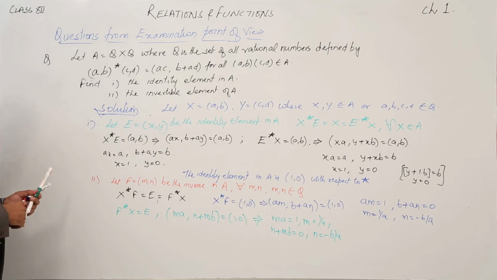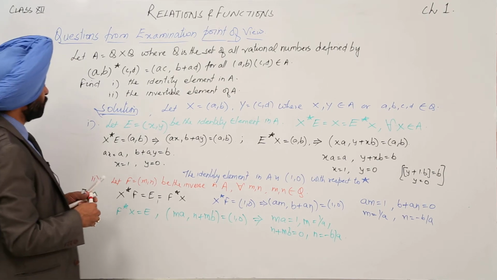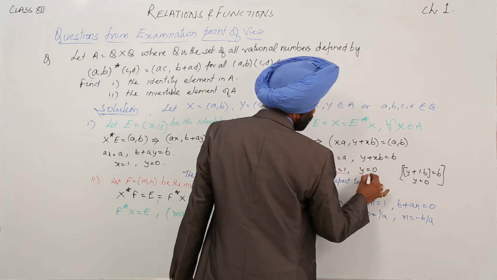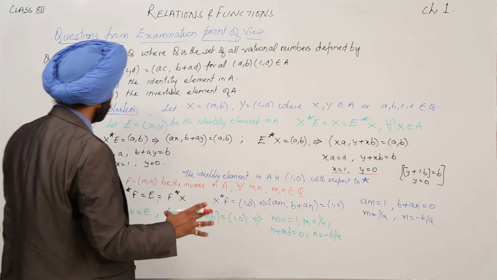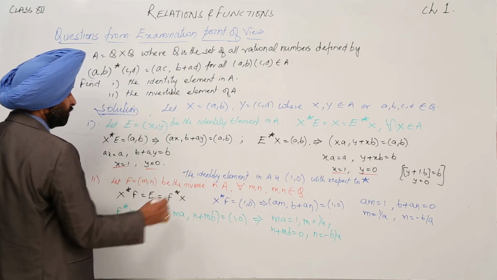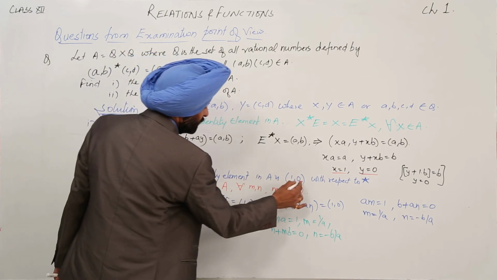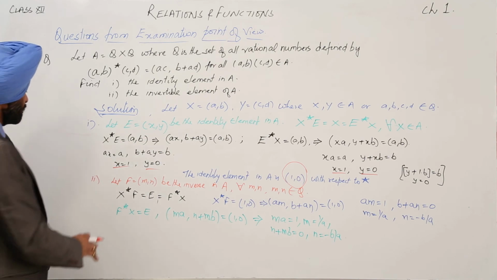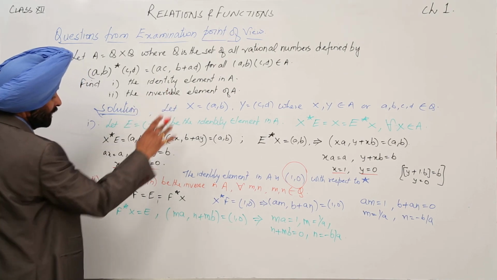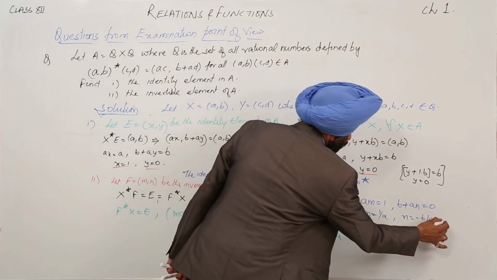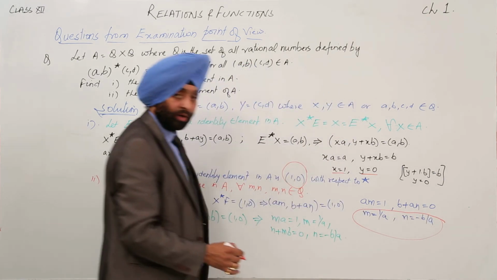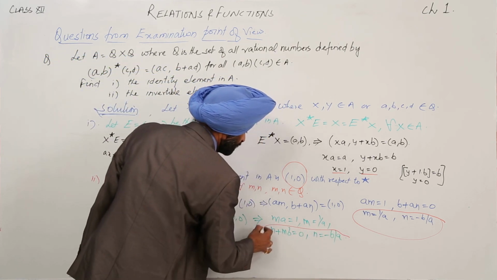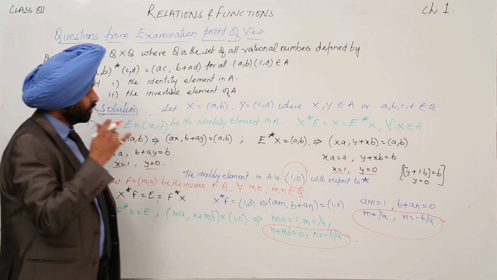So now how many answers we are having? For the first part, the identity element in A, we got (1, 0). So finally what we wrote here also (1, 0), the identity element in A is (1, 0) for left hand side and for right hand side both. Similarly, the invertible element of A is what? m is equal to 1 upon a and n is equal to minus b upon a. Similarly, this part also same. So here we got the answers.